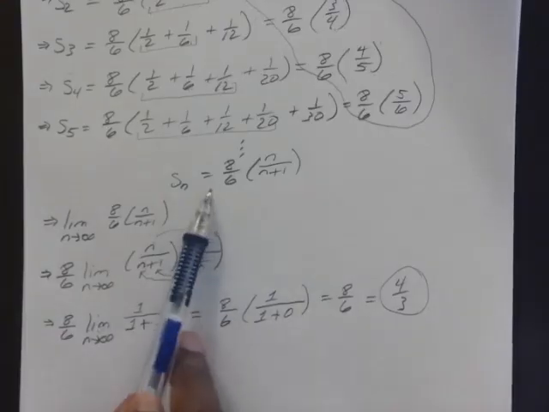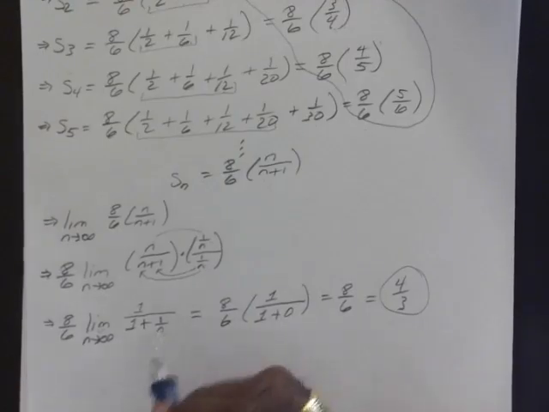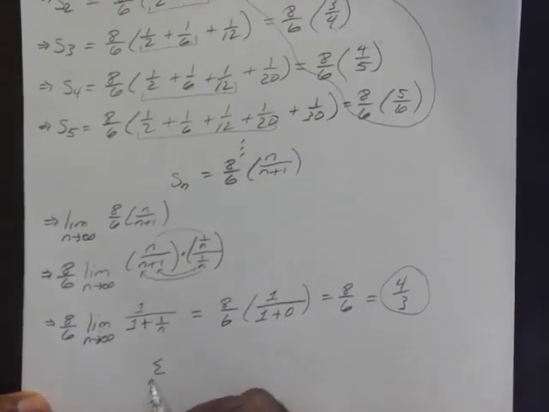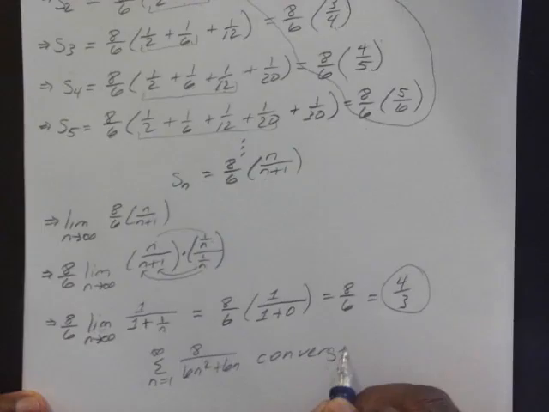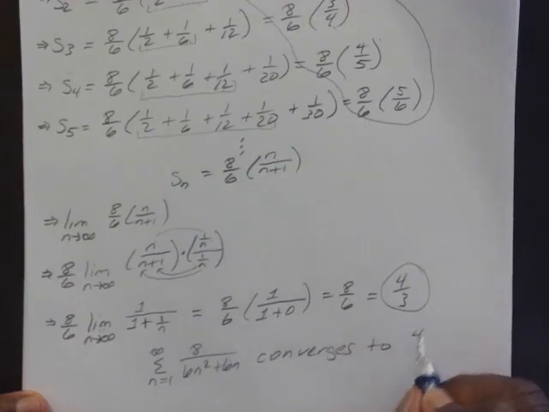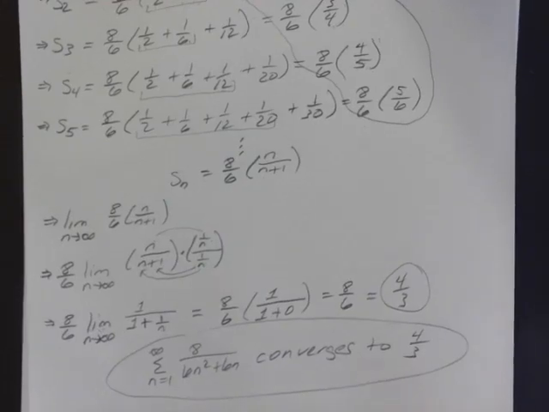So since that limit is a real number, we know that the sum from n equals 1 to infinity of 8 divided by 6n squared plus 6n converges to 4/3. All right. Any questions on that one?